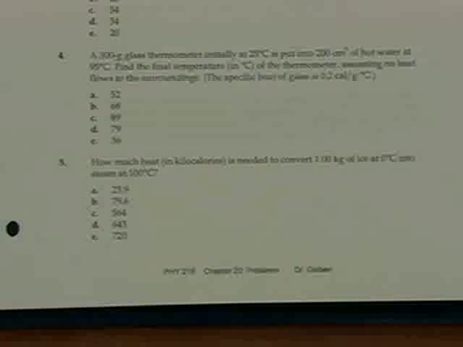Problem number 5. How much heat in kilocalories is needed to convert 1 kilogram of ice at 0 degrees centigrade into steam at 100 degrees centigrade?